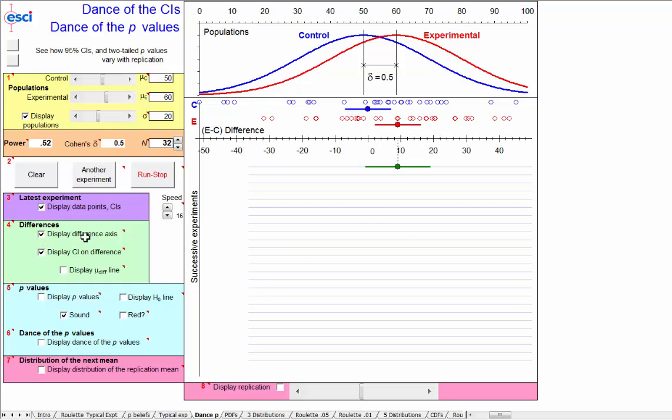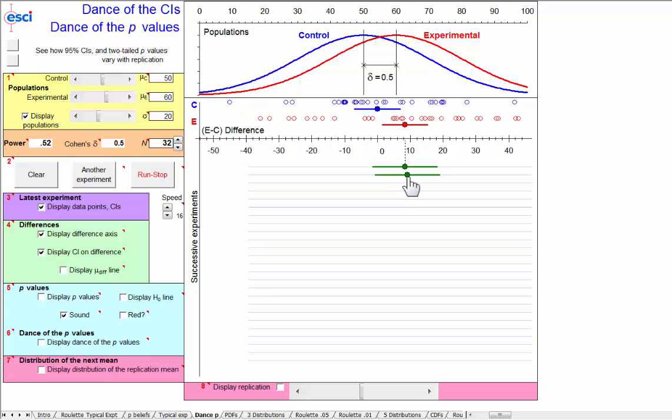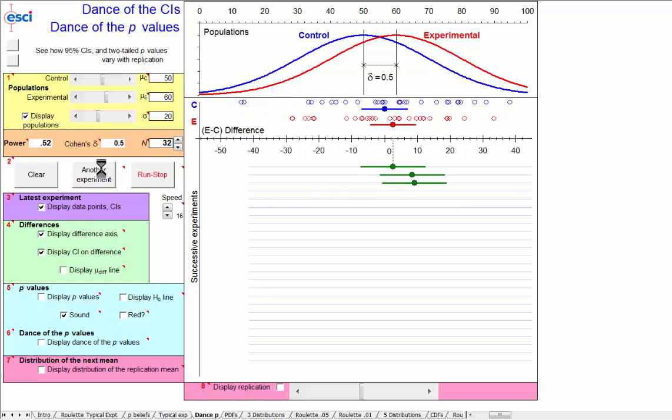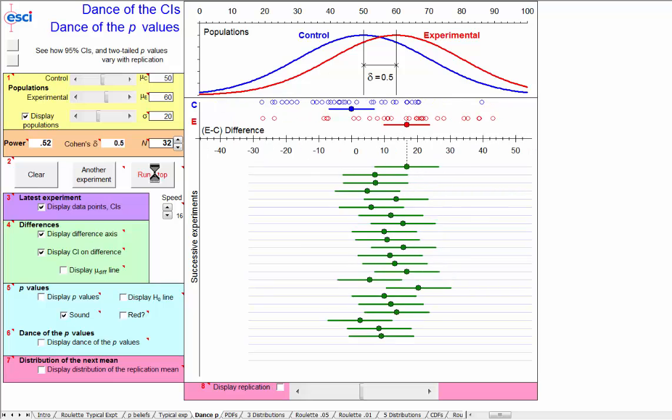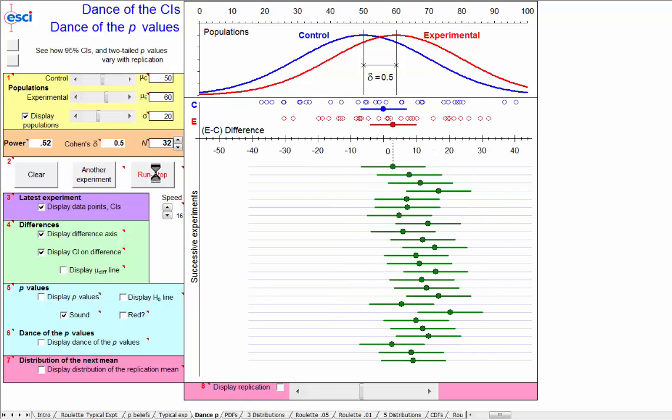Let's turn on the difference axis because we're estimating the difference between these populations, and this experiment happened to estimate about 9.5 points. If we run it again, we drop down that first mean and confidence interval, and here's the second one, just a whisker less, about 9. Do it again, and we happen to estimate around about 3 points. And we can run this down, and there is the dance of the confidence intervals, exactly as we'd expect.